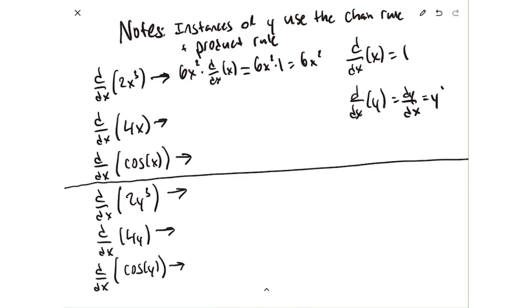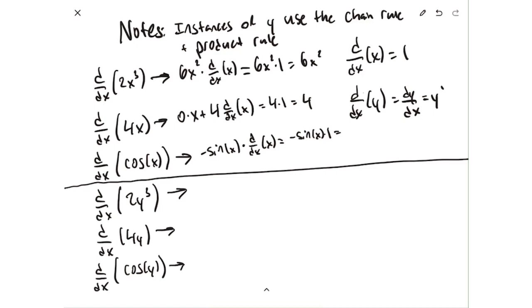Now for our second example, we're going to use the product rule. So the derivative of the 4 is 0 times x plus 4 times the derivative, d/dx of x, which is just 1, would be 4 times 1 equal to 4. For our last example, we're going to use the chain rule again. So the derivative of cosine is negative sine of x times the derivative of the inside, which is 1, will just give us negative sine of x times 1 equal to negative sine of x.